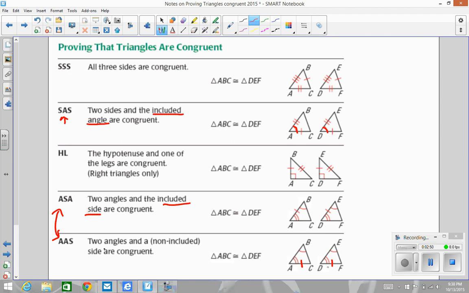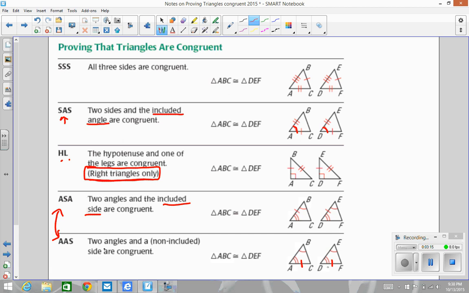Okay, and finally there's the HL theorem. The HL theorem has the hypotenuse and one of the legs are congruent on right triangles only. So you might be saying, well, you said 3 pairs. There's only 2 things here, hypotenuse and leg. But actually the third thing is that you have to say they're right triangles. If you don't say they're right triangles, then that's that third piece which makes 3 things.